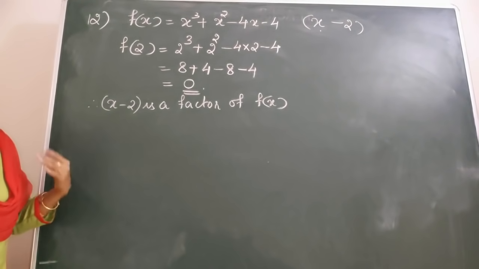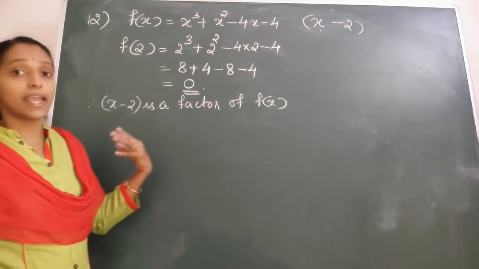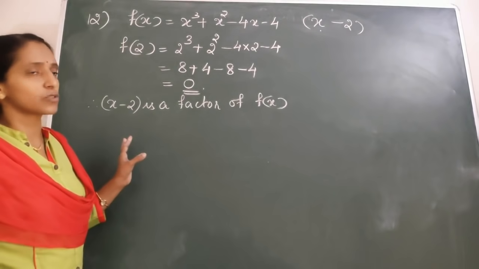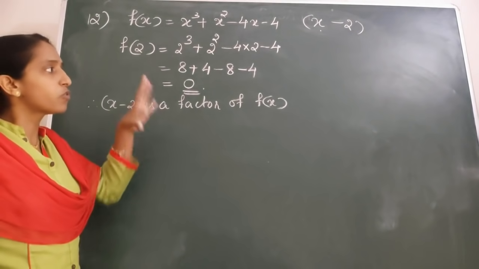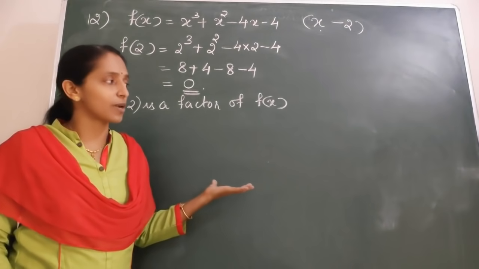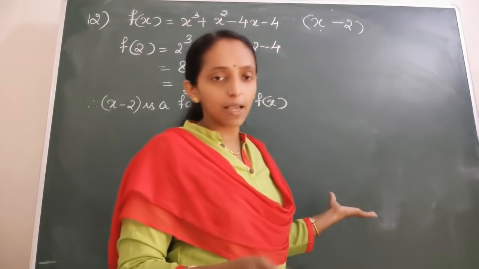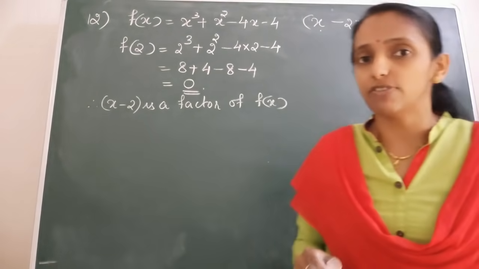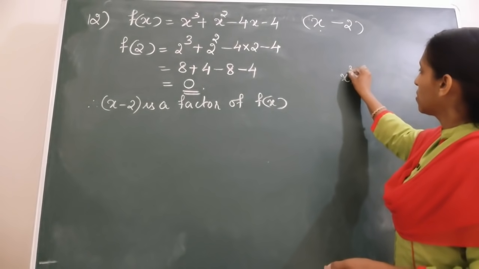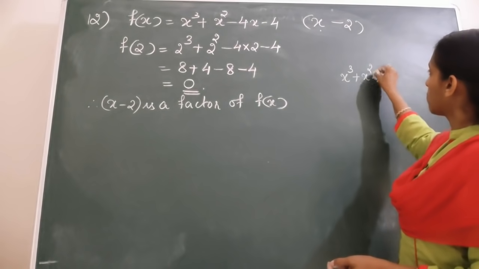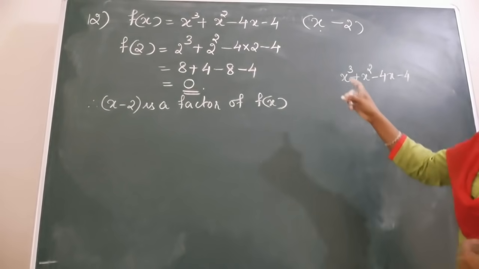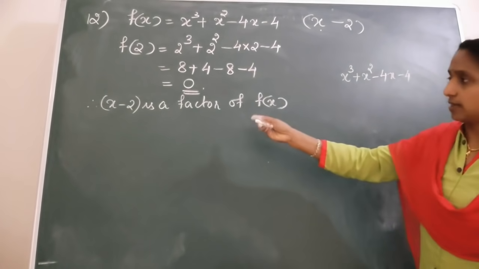So we have shown it. Now what to do? Hence factorize the polynomial completely. For that we need the division method again. So to factorize completely, you have to use the division method. That means you will write the polynomial once more: x cube plus x square minus 4x minus 4. This is your polynomial, and we got one factor, x minus 2.